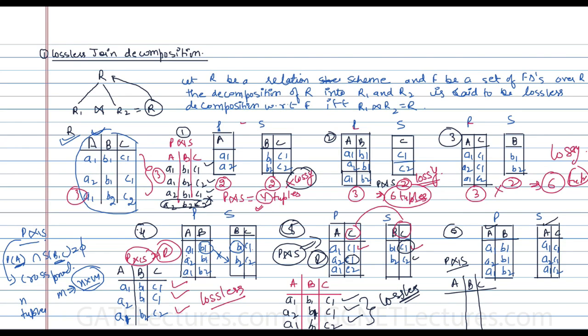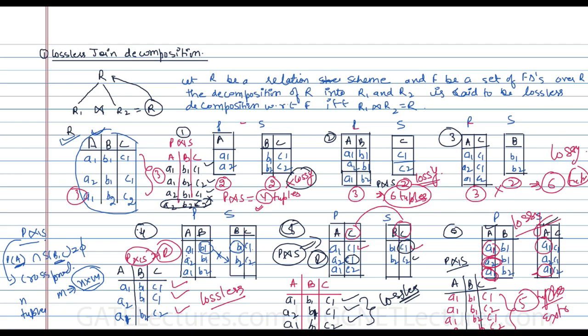So the first value is A1 and here also A1, so A1 and A1 will be combined, so we are going to get A1 B1 C1. Here it is also A1, so we are going to get A1 B1 C2. Here this is also A1, so we are going to get A1 B2 C1. This is also A1, so it is A1 B2 and C2, and this is A2, so we are going to get A2 B1 and C1. So you can see we are going to get only 5 tuples here, and because we are getting some extra tuples, therefore this decomposition is lossy.